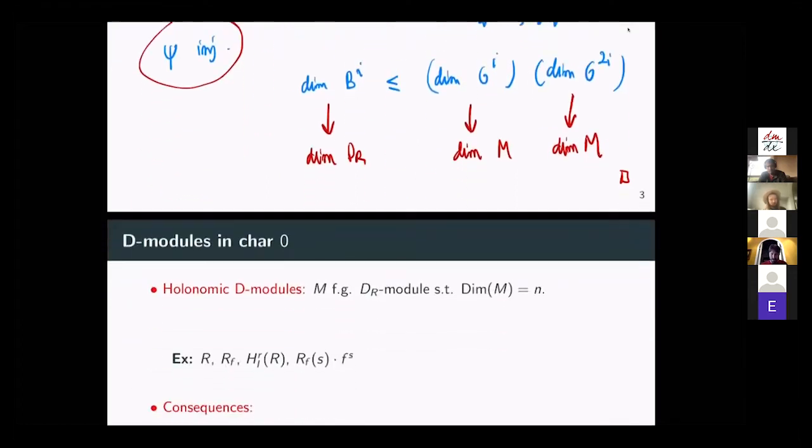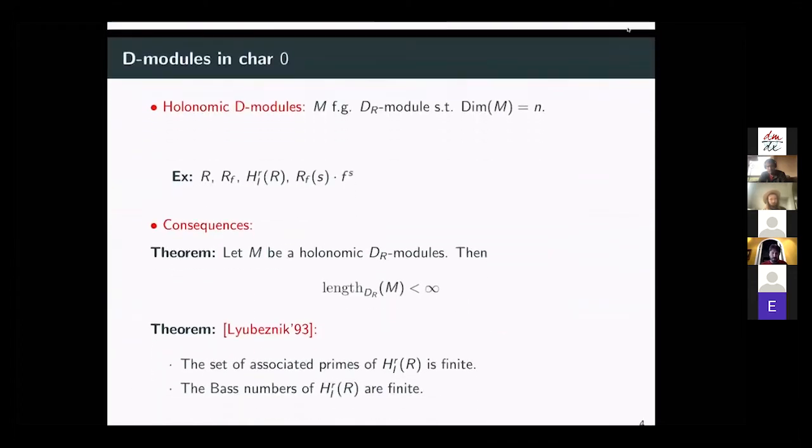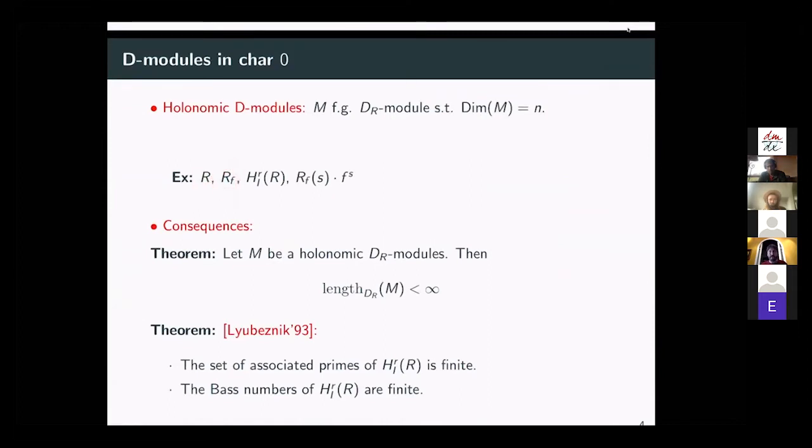Okay, so the class of holonomic D modules are those of minimal dimension. For example, the polynomial ring itself is a holonomic D module. The localization at any element is a holonomic D module. The local cohomology modules are holonomic D modules. And maybe you may recognize this thing that has its importance in the theory of Bernstein-Sato polynomials.